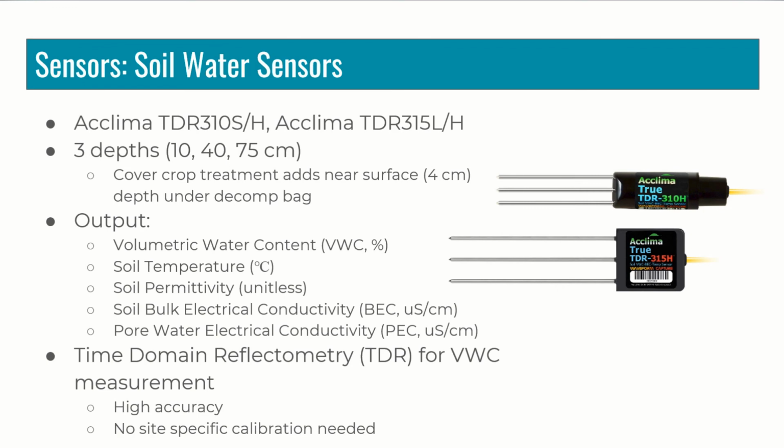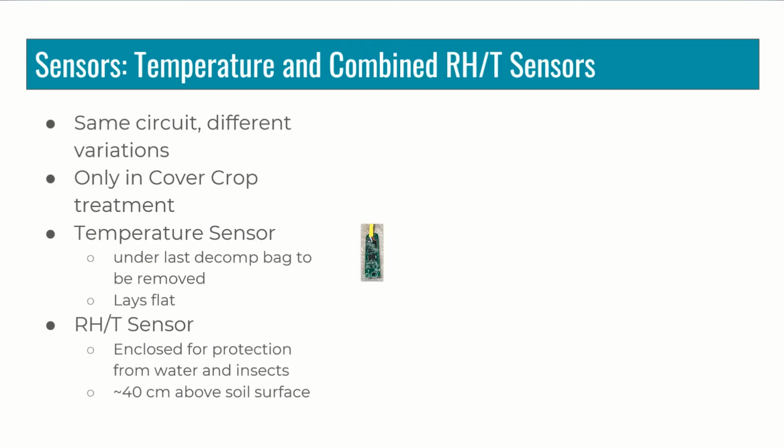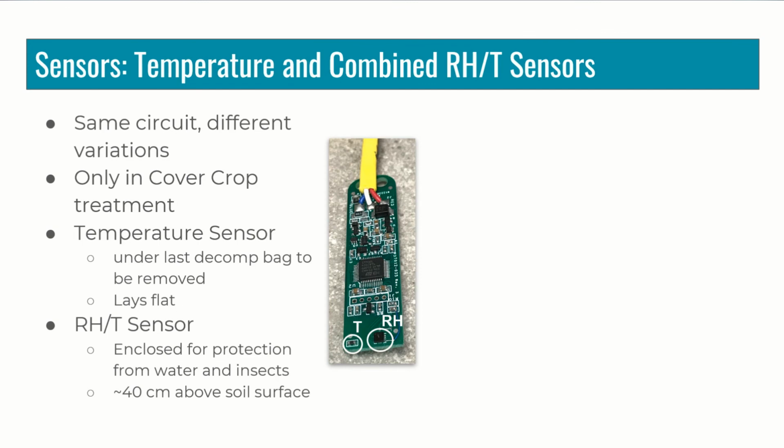These sensors use true time domain reflectometry for the volumetric water content measurement, which means they are highly accurate without site-specific calibration. The temperature and combination humidity temperature sensors are similar.